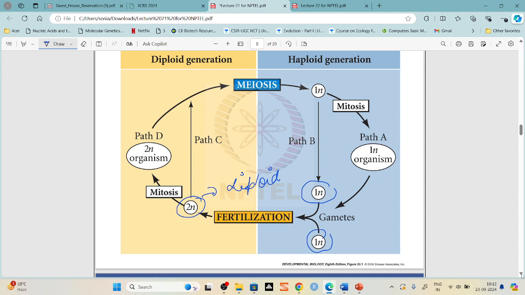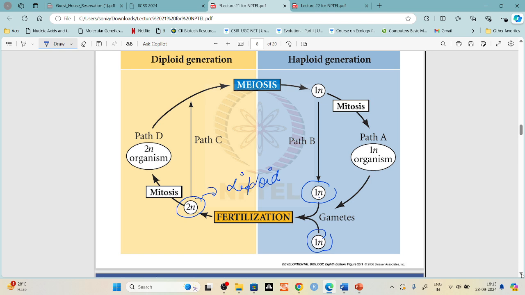It will undergo several mitotic divisions, and it will form an organism which is a 2n organism. That means the genetic content is diploid in here. But it can also skip this mitotic part, and it can undergo directly to meiosis. So this is one path, this is another path. Then here also you can see either this 1n can undergo mitotic division and then enter fertilization, or this 1n can directly start its fertilization process.